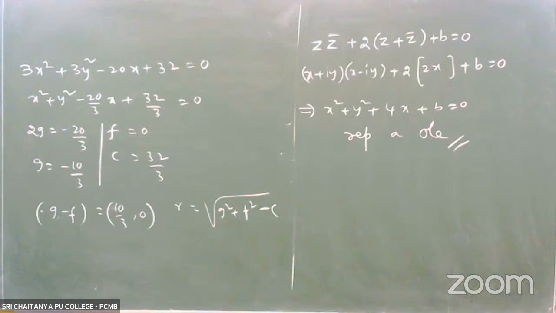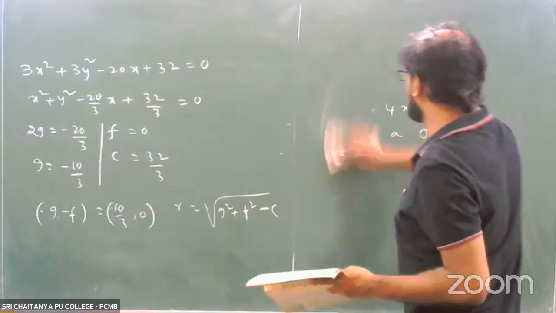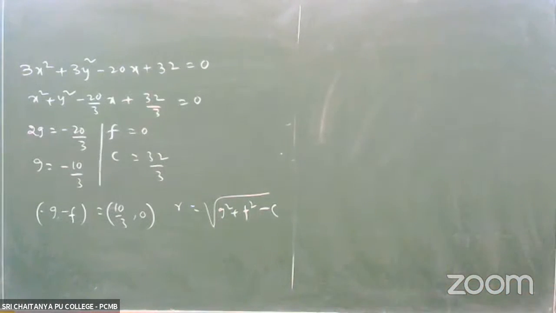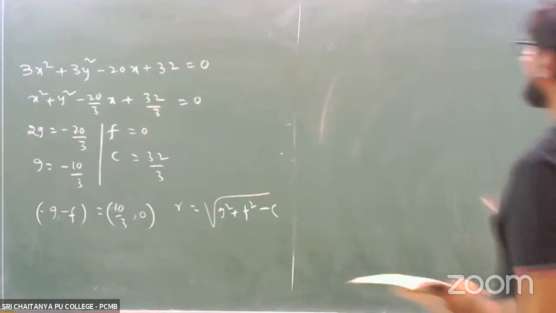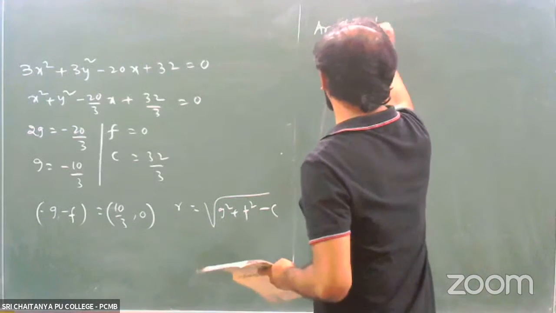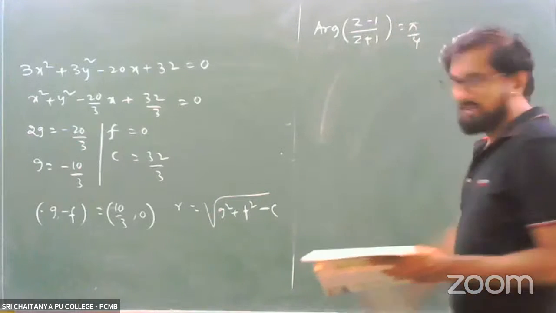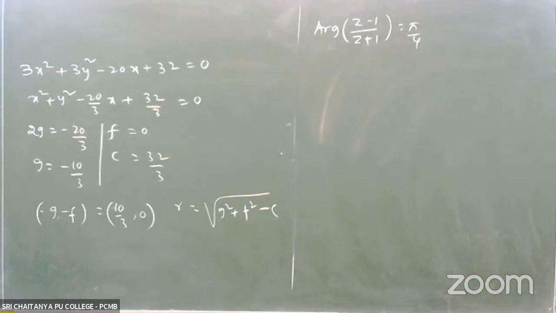Next one, arg of z minus 1 by z plus 1. If arg of z minus 1 by z plus 1 is equal to pi by 4, then find the locus of z.